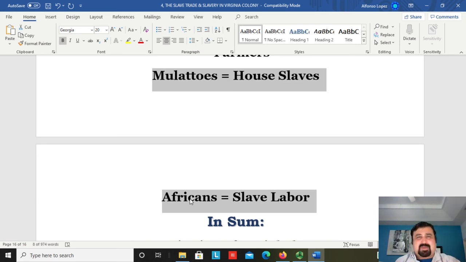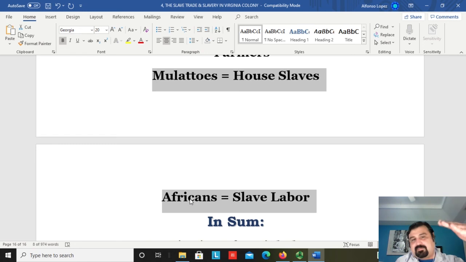Who grows the tobacco, who's doing the construction work, clearing land, etc.? Labor. In other words, the labor force, they're African slaves. And they have that status. This is the separate caste. If you're born into that caste, more than likely you're going to be remaining there permanently.